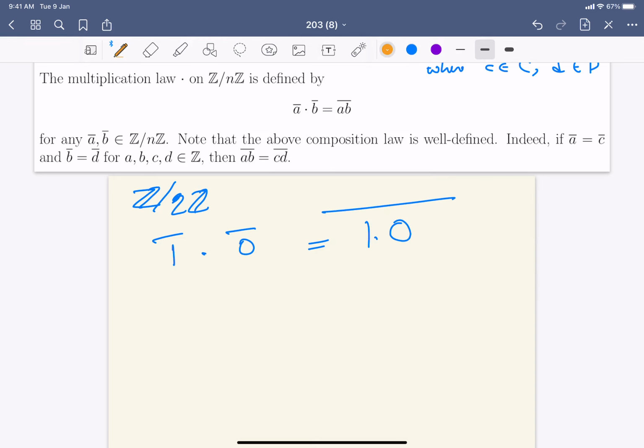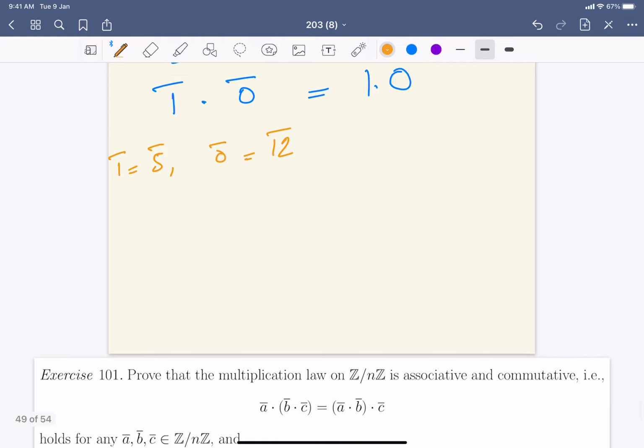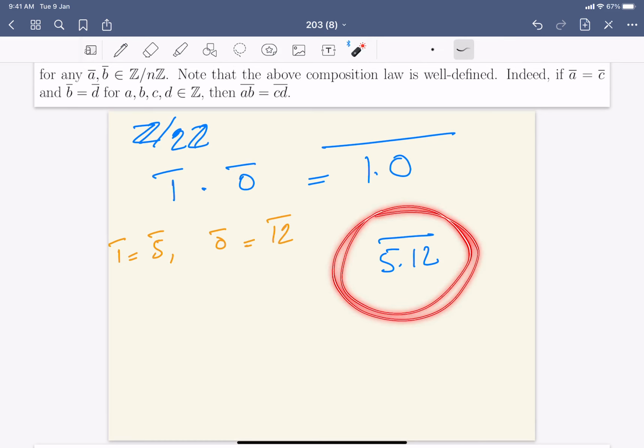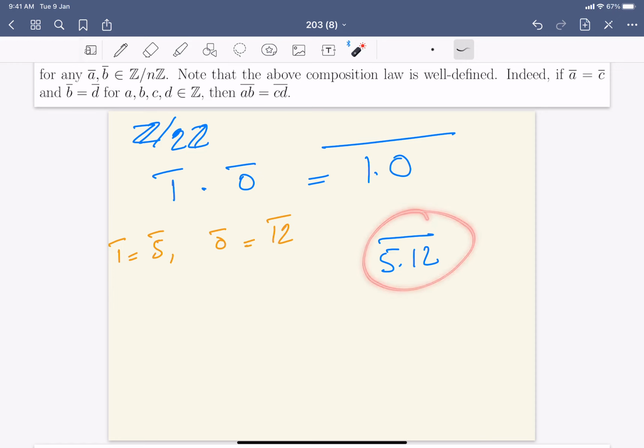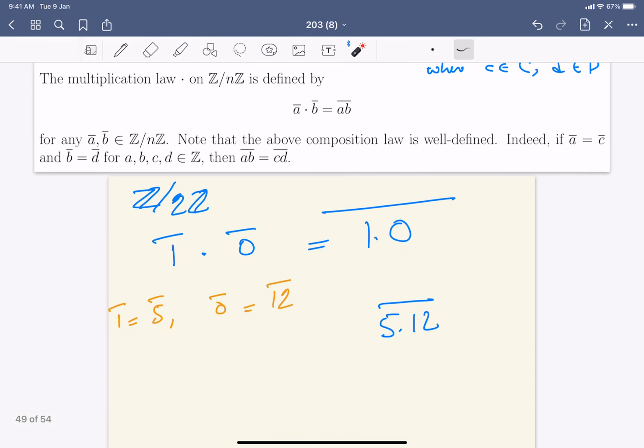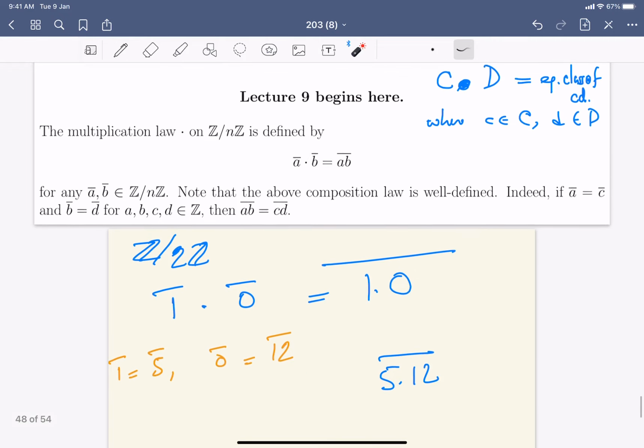On the other hand, note that 1 bar is also the same as maybe 5 bar, and 0 bar is also the same as maybe 12 bar. Then that product can also be defined as the equivalence class of 5 times 12, right? The congruence modulo 2 equivalence class of 5 times 12. Okay, so the point is that if you're given this set 1 bar, you do not know whether to pick 1 or to pick 5 or to pick maybe 7. Okay, so there is the confusion.